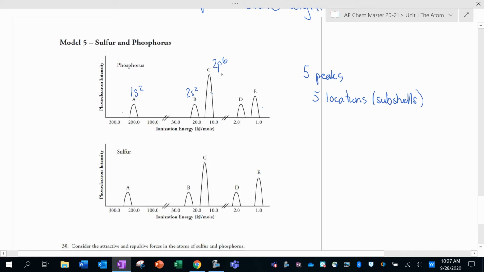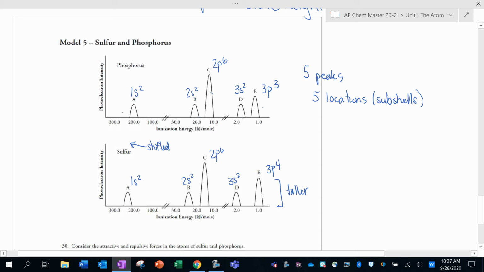Notice my 2p is taller. That's because there's 6 electrons in it instead of 2. And then what comes next is my 3s. And then my 3p has 3 electrons in it. So notice how it's not as tall as this peak C over here. And then same thing down here with sulfur. So we've got 1s2, 2s2, 2p6, 3s2, 3p4. So you might notice that this one is a little bit taller because it has 4 electrons in it instead of 3. Some other things you should notice is that these peaks over here are all shifted slightly left.